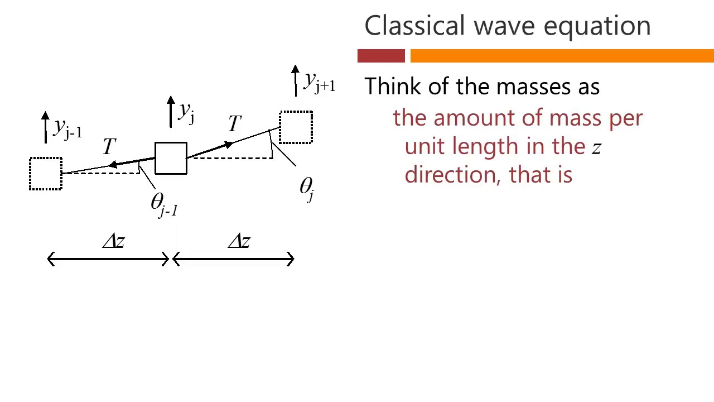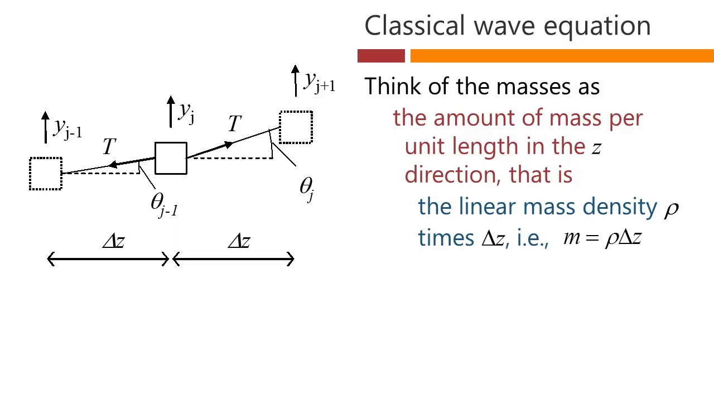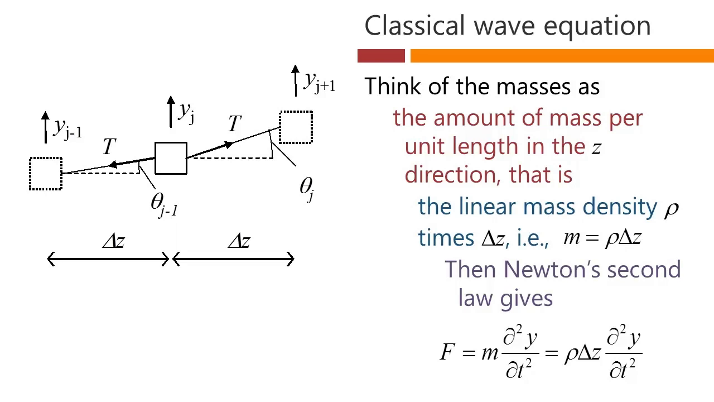So if we think of the masses in terms of an amount of mass per unit length in the z direction, that is the linear mass density, kilograms per meter, times delta z, the number of meters, we can think that these masses are really equivalent to some linear mass density times delta z. We'll call them m is equal to rho delta z. Then Newton's second law gives us that the force is equal to the mass times the acceleration, of course. And we're going to call the mass of one of these little objects rho times delta z.